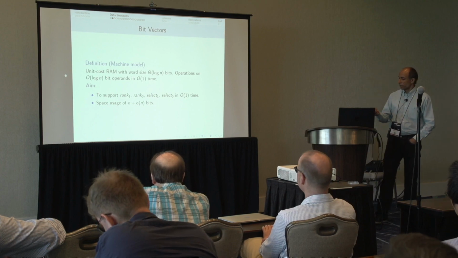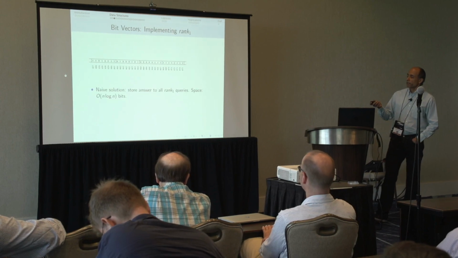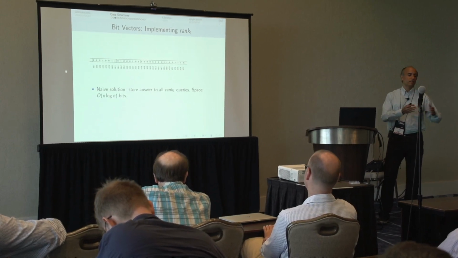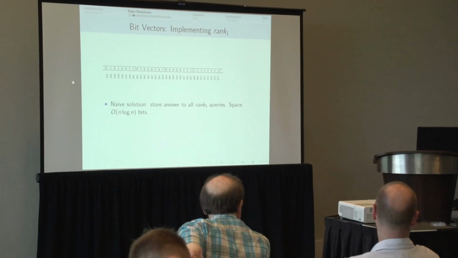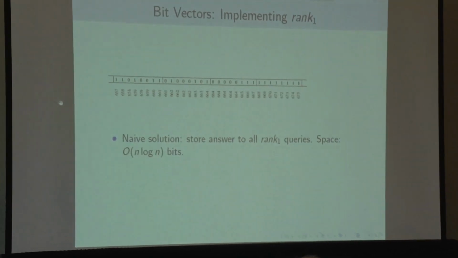This is very straightforward. I'll just try to show you how this works. So this is bit vectors. We want to implement rank. And remember, what is rank? I give you a position. You have to tell me how many ones there are from the start of the bit vector up to this position.